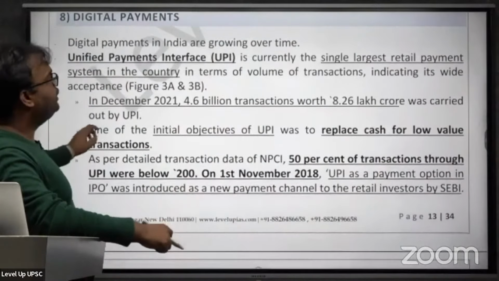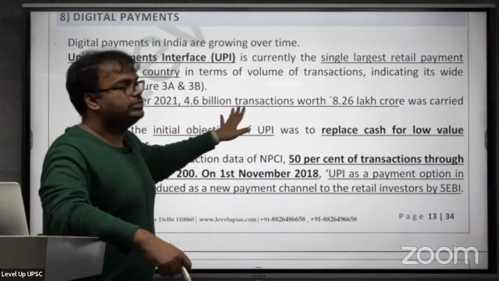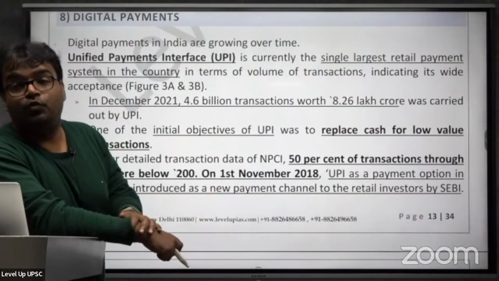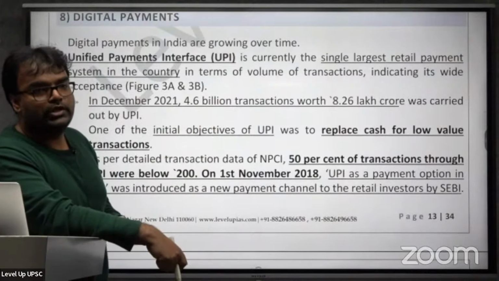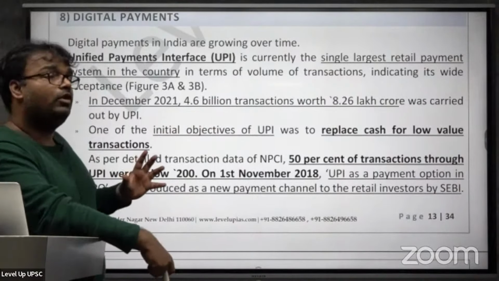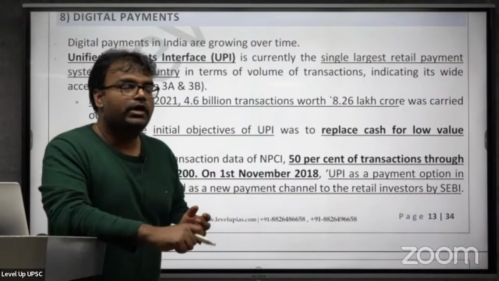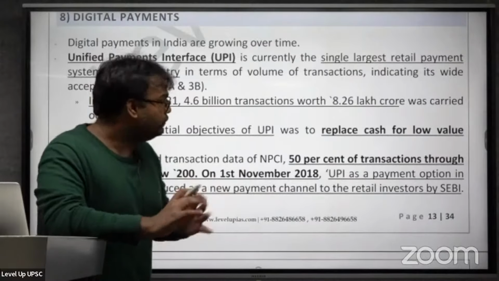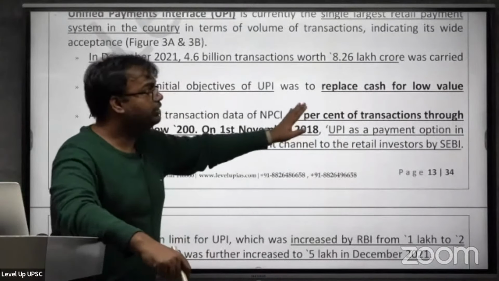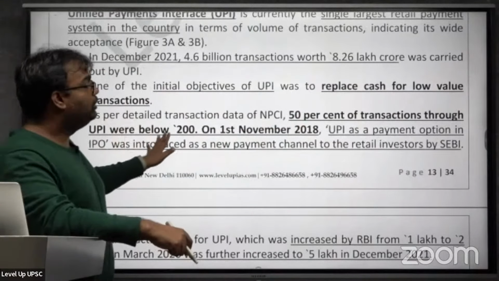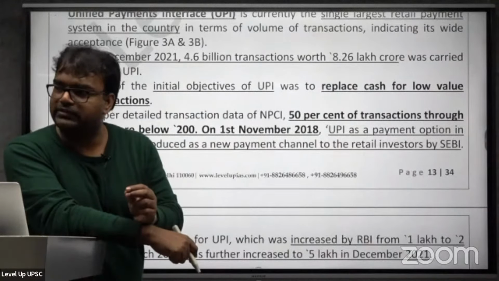So if you look at UPI, in December 2021 alone, 4.6 billion transactions, where 1 billion is 100 crore. So 460 crore transactions have happened in December 2021 alone, worth 8.26 lakh crore rupees. Now, one of the main goals of UPI was to reduce cash transactions. And what you would see is that most of the payments are being made under UPI, but like 50% of the transactions through UPI were below 200 rupees. It clearly tells you that yes, what is happening?